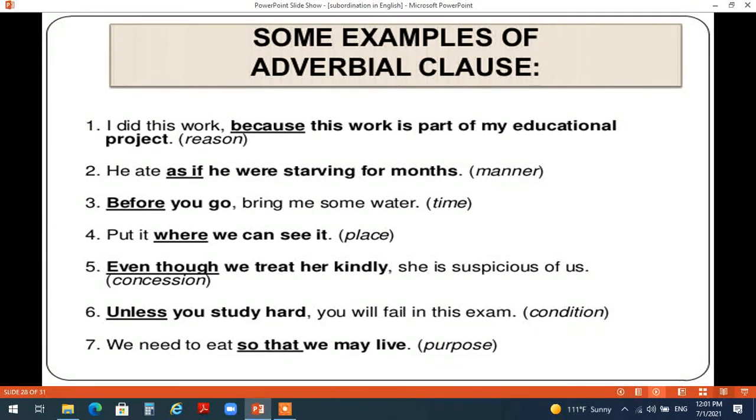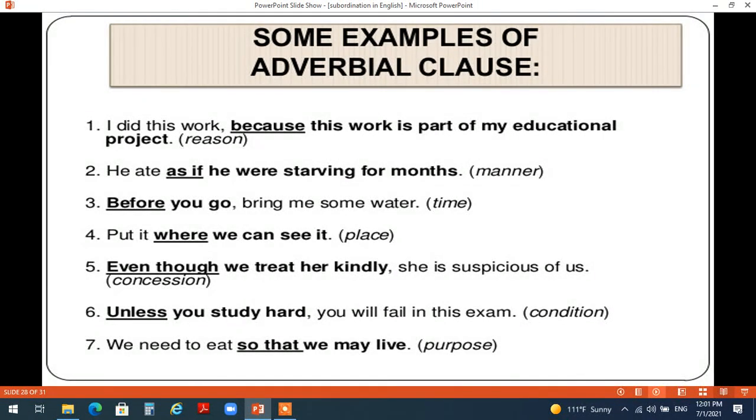Number three, before you go, bring me some water. Before you go, here we have an adverbial clause of time. Put it where we can see it. Where we can see it, this is an adverbial clause of place.